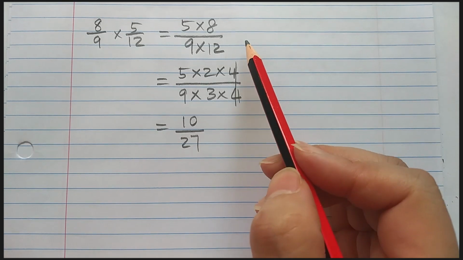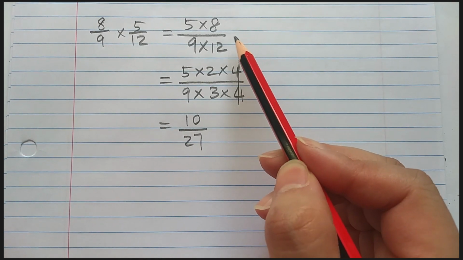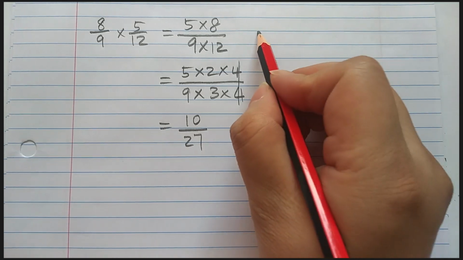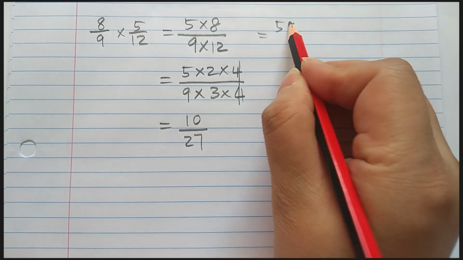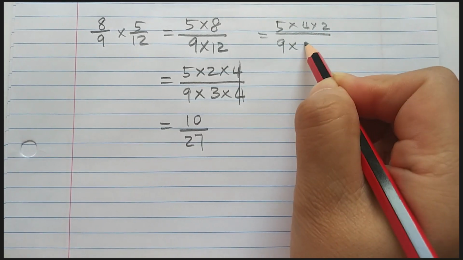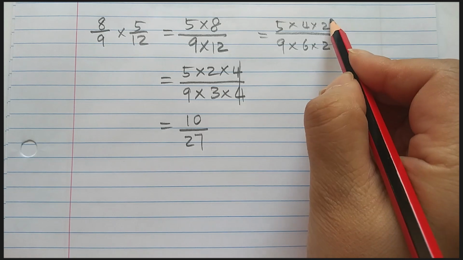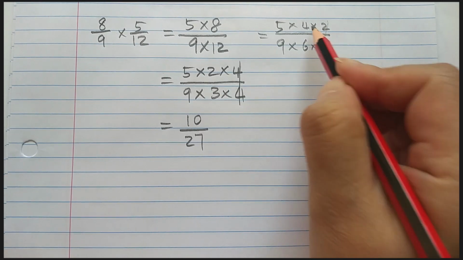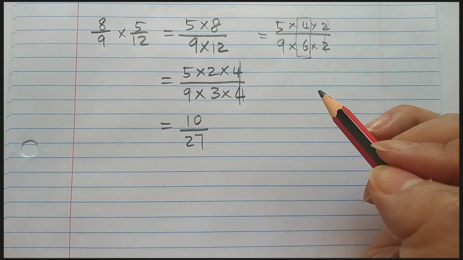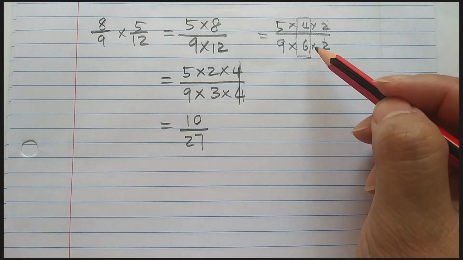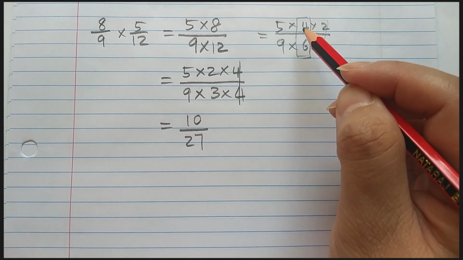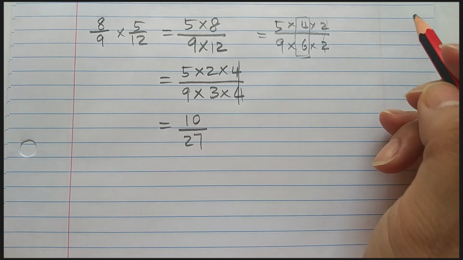Let's just say you didn't figure out the greatest common factor of 8 and 12 is 4. Then just start with the easy one. You would do 5 times 4 times 2 over 9 times 6 times 2. These will be reduced to 1, but these numbers can also be reduced. And then you just keep going until you don't see any common factors of the numerator and the denominator.